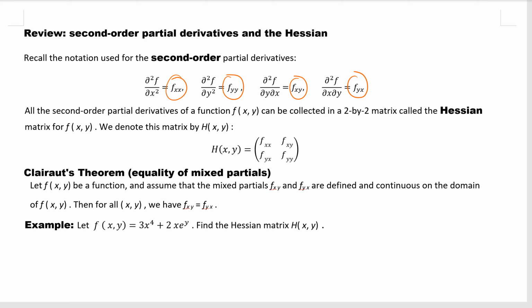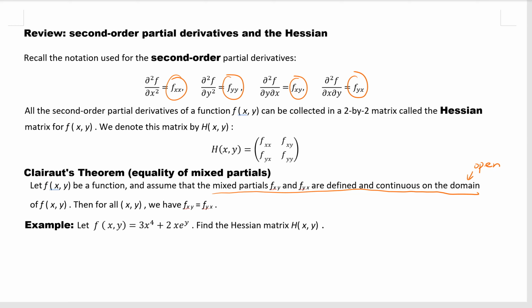All the second order partial derivatives of a function can be collected in a 2x2 matrix called the Hessian matrix for f. We denote this matrix by H for Hessian. So the order is fxx, fxy, fyx, and fyy. Clairaut's theorem, equality of mixed partials: we assume the mixed partials are defined and continuous on the domain, and that the domain needs to be open, an open region in R2. Then for all (x,y), the mixed partials are equal.